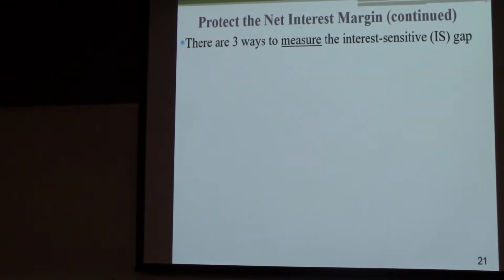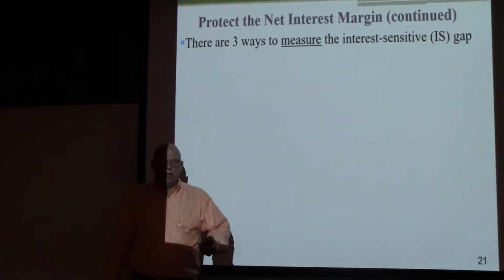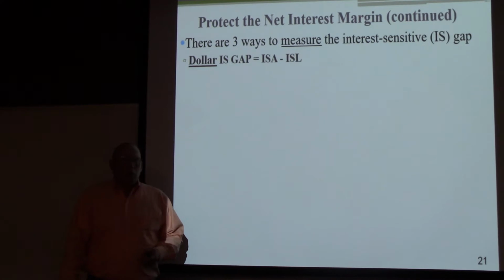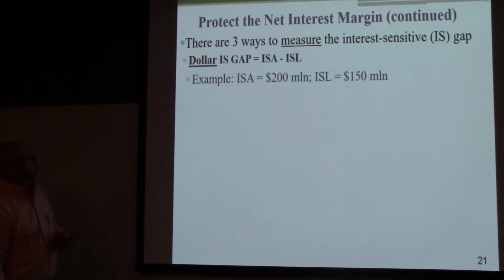Moving on with the interest-sensitive gap, ISG, there are three ways to measure the IS gap. First is the dollar IS gap. That is the dollar value of interest-sensitive assets minus the dollar value of interest-sensitive liabilities. For example, let's say a bank has $200 million in interest-sensitive assets and $150 million in interest-sensitive liabilities.